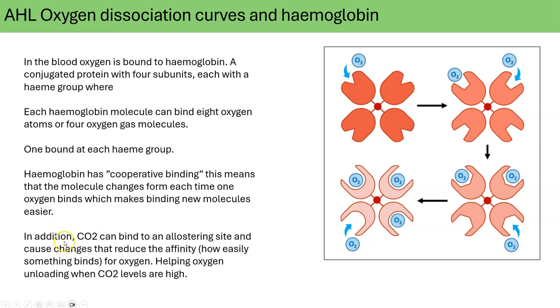There's one thing we're going to bring up here as well, which is that CO2 can also bind to a different site on hemoglobin and change how it works. It doesn't help us explain the S curve here, but it is an important part of hemoglobin, and it's going to come into play later. When CO2 binds to hemoglobin, that makes hemoglobin less likely to pick up oxygen. It's called affinity, how easy it is for something to bind. So that means that oxygen will unload from hemoglobin when CO2 levels are high. But we'll get back to that later.